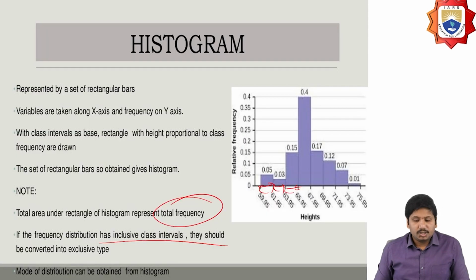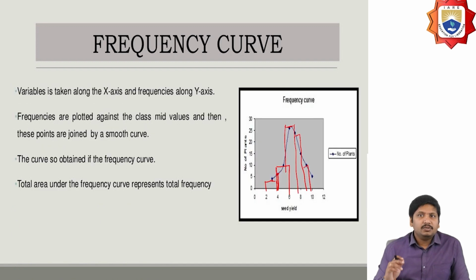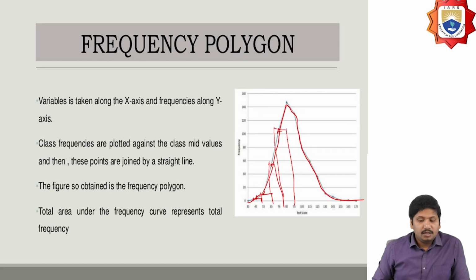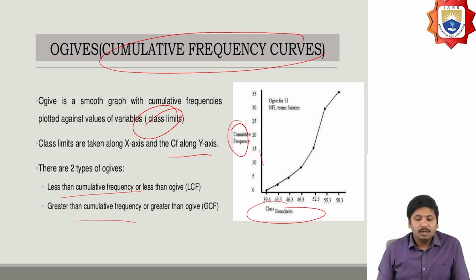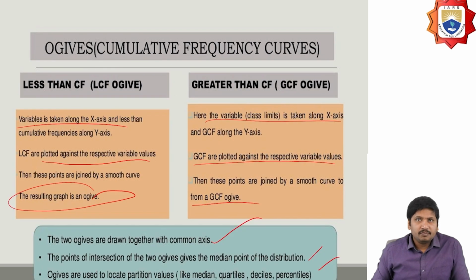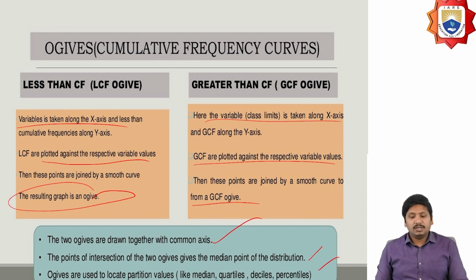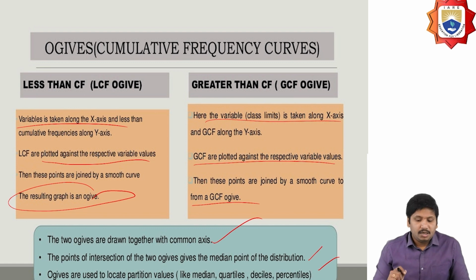A histogram is different from a bar chart. It is constructed based on the class intervals. A frequency curve is constructed when the histogram is done, by joining all the midpoints of the rectangles. A frequency polygon is also the same, joining all the midpoints of the rectangles by a line. An ogive is constructed on cumulative frequency curves. There are different types of ogives, like less than ogive and greater than ogive. In a less than ogive, the variables are considered along with the less than cumulative frequency on the axis.